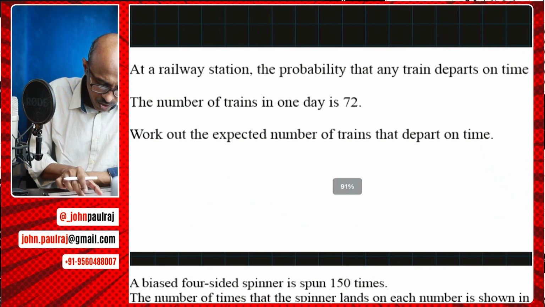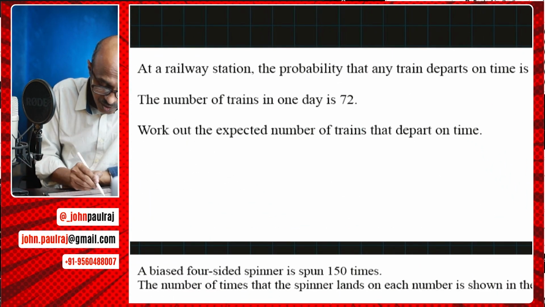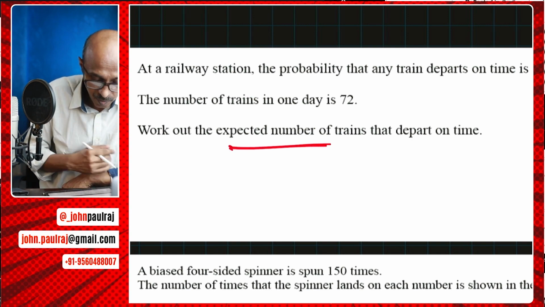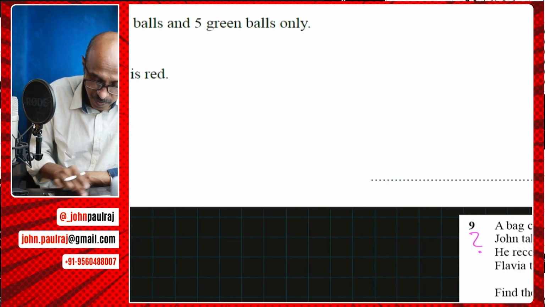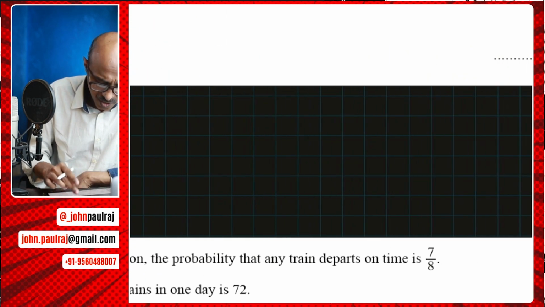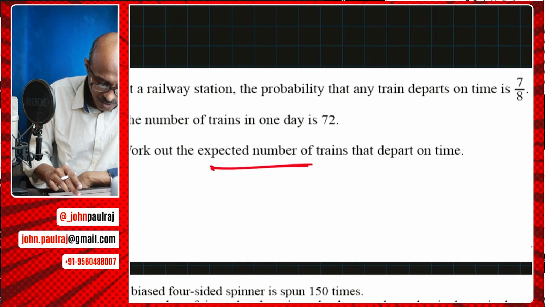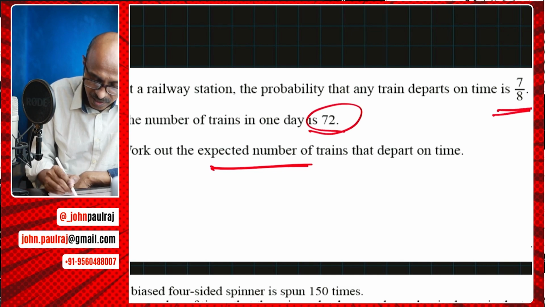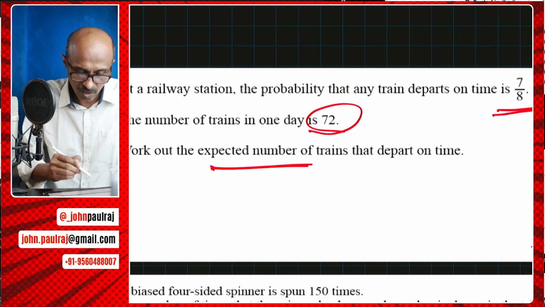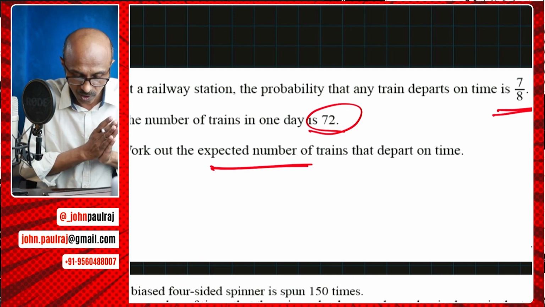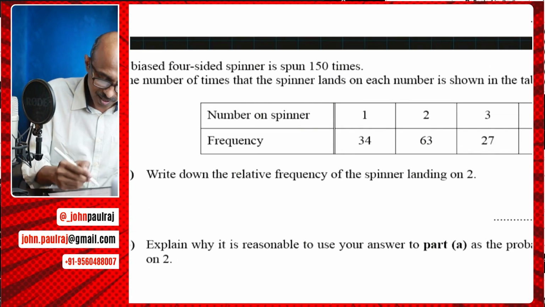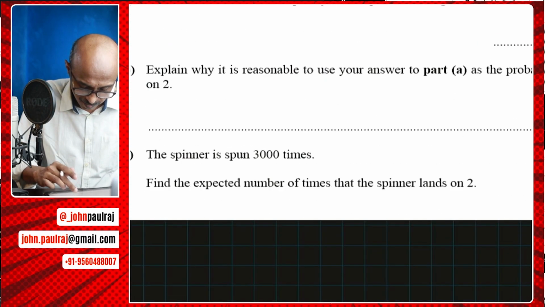There's also been a question on expected number. So please review expected number also. Expected number is of course a number, not a fraction less than one, like probability. In most of the other questions, it's about finding the probability, a fraction or a decimal. But in this case, you're just going to be multiplying. It says the number of trains in one day is 72 and the probability that any train departs on time is given. It's just about multiplying and finding the number of trains that will depart on time. But I'll come to that question later because my bet is on this question. Let's look at the others first.